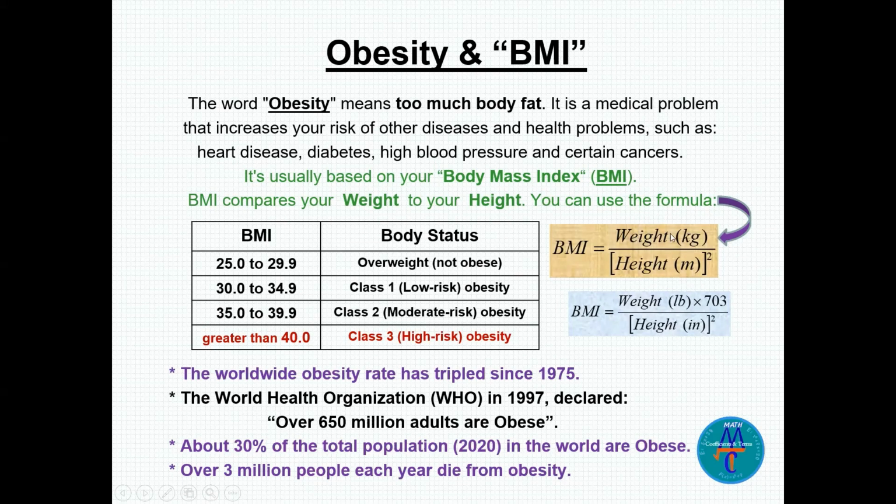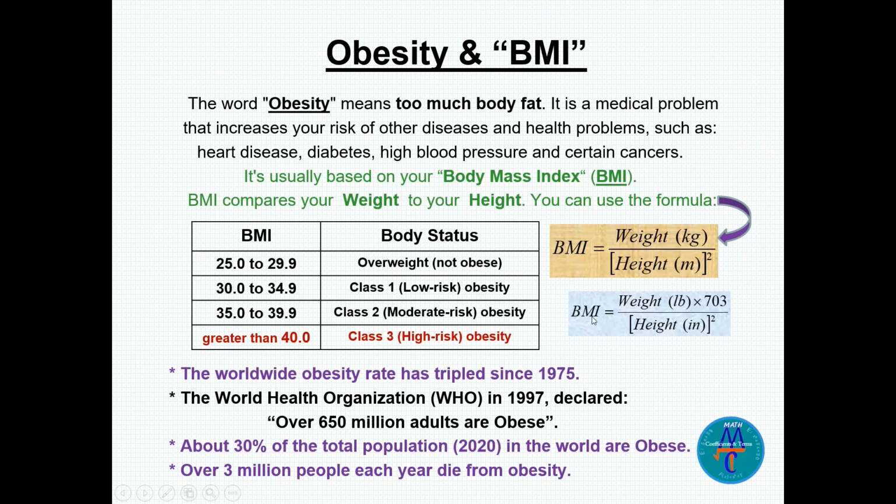BMI is equal to weight in kilograms. Like your weight, let's say 85 kilograms, you put here 85, divided by height in meters squared. Suppose your height is 176 centimeters. You put here 1.76 and then you square it. You see, you square that number 1.76. Then you divide your weight, whatever your weight is, by height in meters squared.